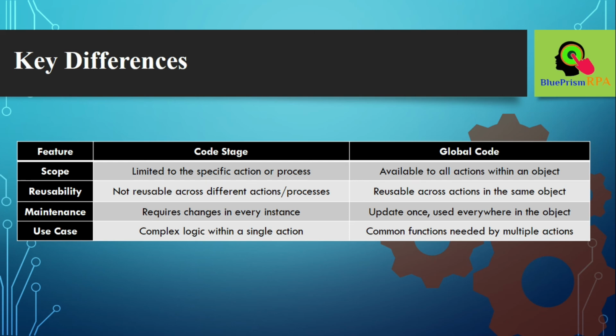Now, last but not least, the fourth feature is use case. The use case for code stage is complex logic within a single action. So in one action, we can write all the logic. As for global code, we have common functions needed by multiple actions. We can write common functions there, and call them from multiple actions as per the need. So this is the difference between the code stage and the global code.